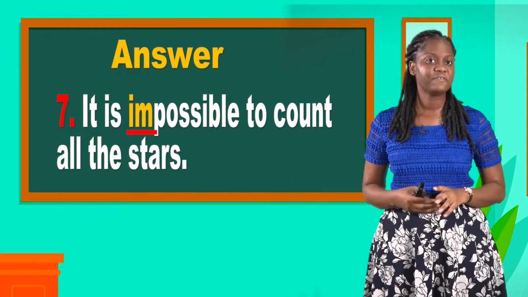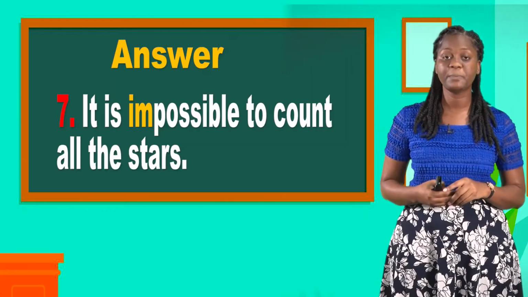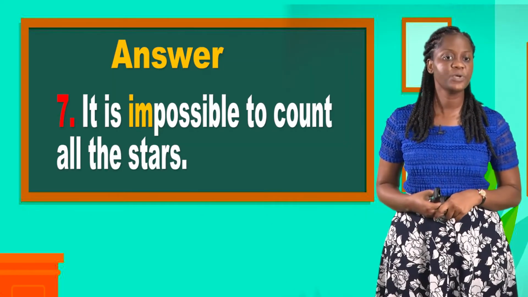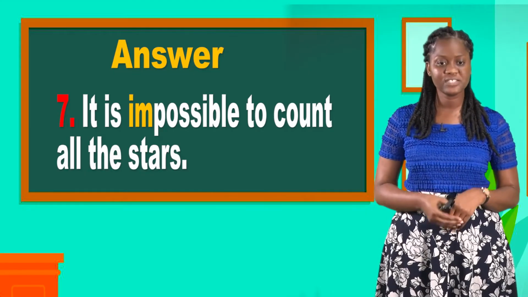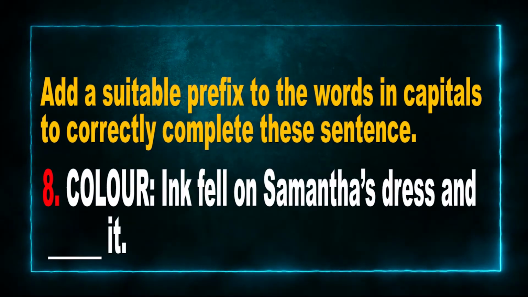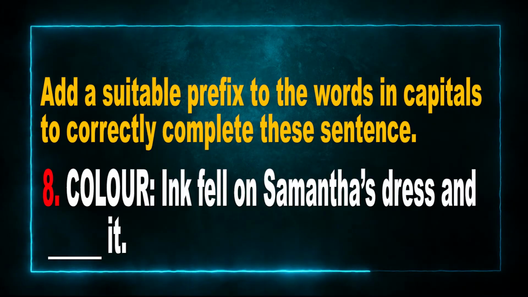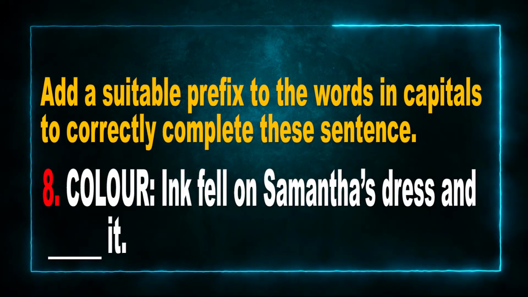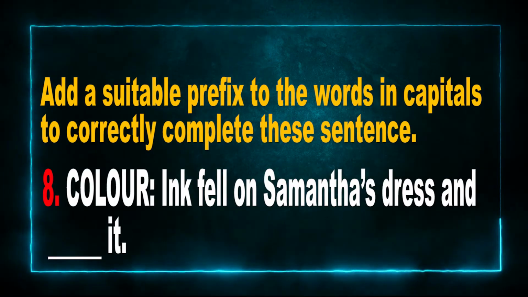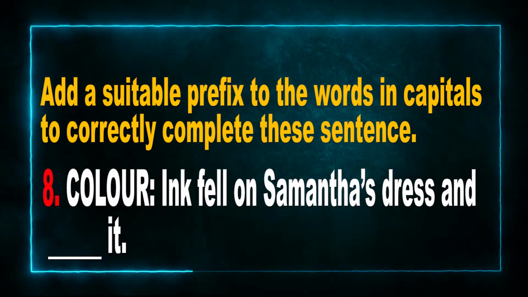Boys and girls, if you use the prefix im to attach to the root word possible, then you are correct. And so your sentence would read, it is impossible to count all the stars. Lastly, ink fell on Samantha's dress and something it. The word in capitals is color. Choose a suitable prefix to attach to that root word.